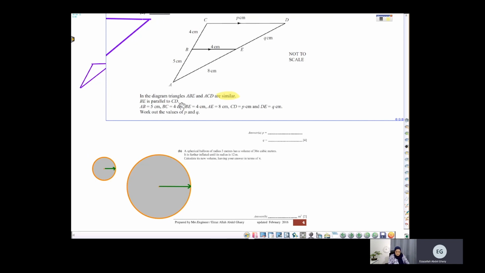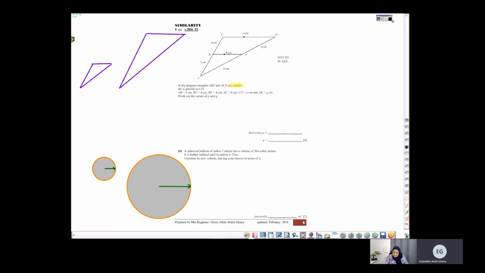BE is parallel to CD, and AB is 5, BC is 4, BE is 4 centimeters, AE is 8 centimeters, and we have two missing sides, which are P and Q. Of course, he wants me to calculate them. Work out the values of P and Q. When you extract the baby triangle from the big triangle, it will make it easier for us to write all the information.